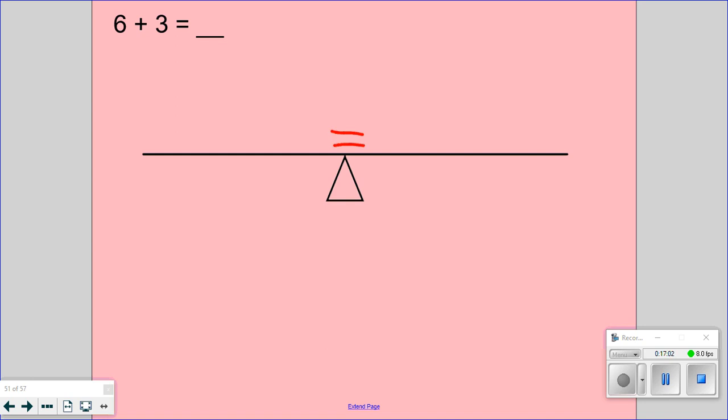Let's put it on our balance. I got my equal sign in the middle. 6 and 3 is worth spot saver. 6 and 3. What's going to go on the other side of my equation to make it true? Zach, whatever's in your desk that is more entertaining to me, stop. What's going to go on the other side of my equation? 9. Let's see what happens.